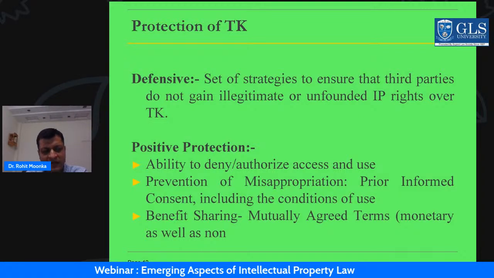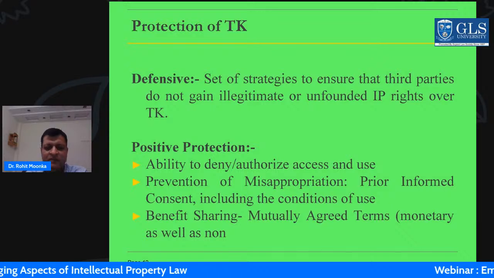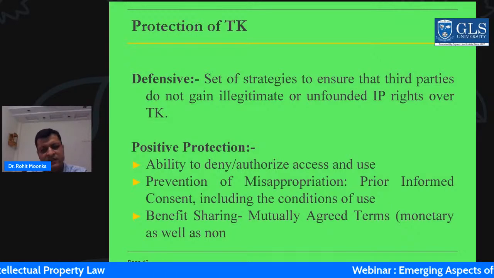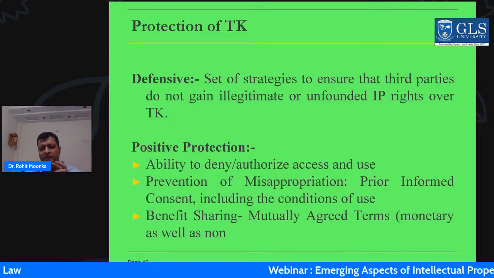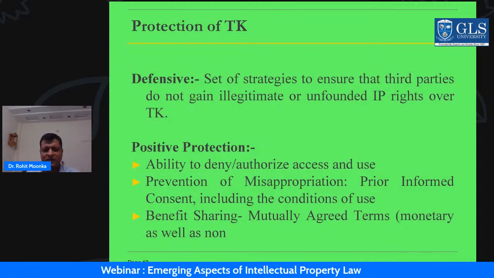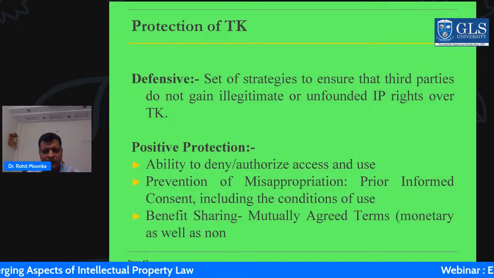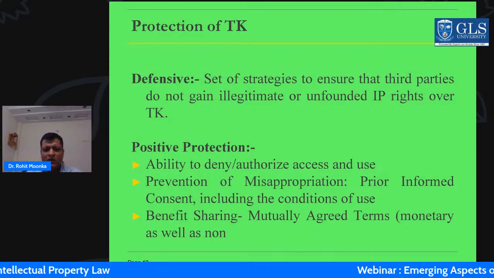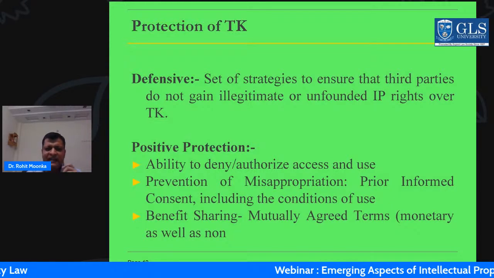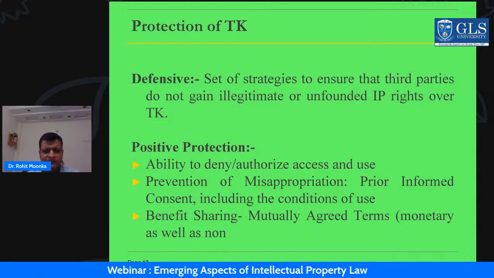If the indigenous community or the tribes or the sect have got positive protection over the traditional knowledge. So broadly speaking, traditional knowledge could be protected through these two mechanisms. One could be defensive, another could be positive protection. Now coming to what India has done. Next slide, please.